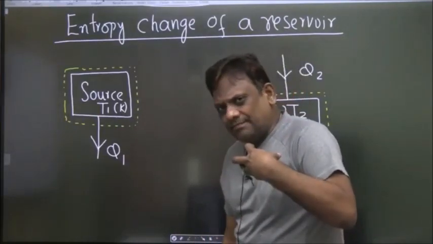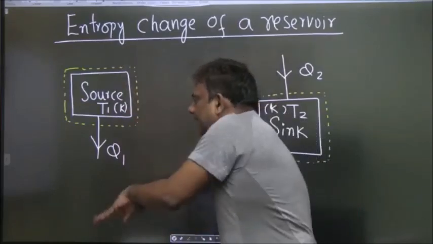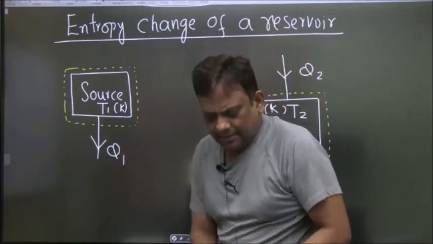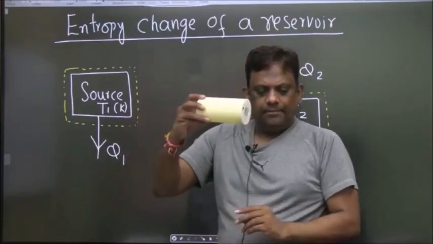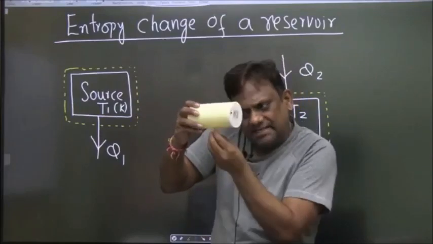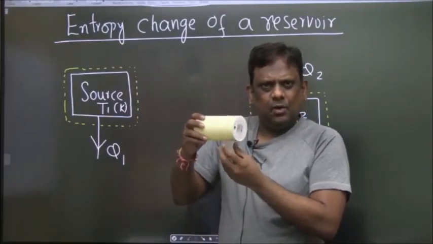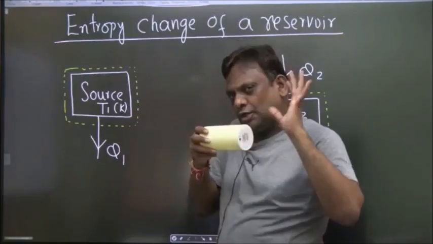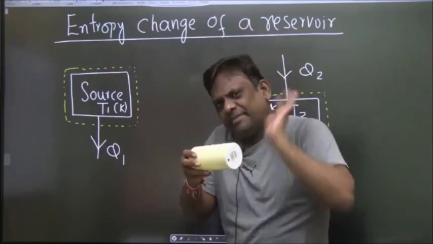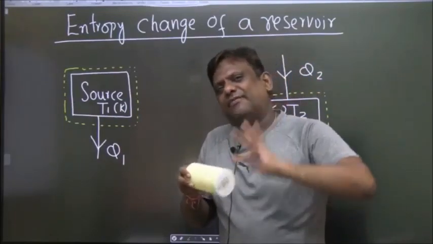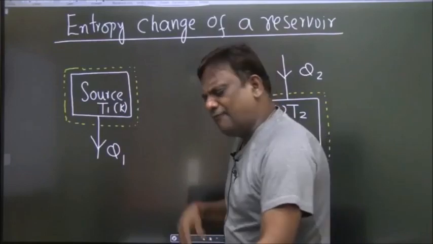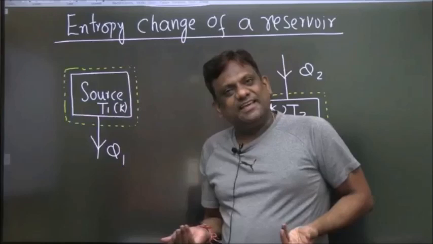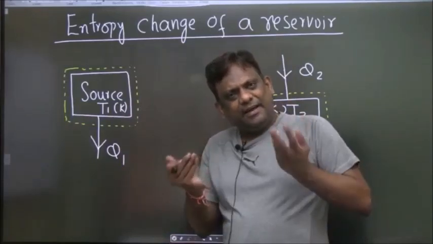Okay, source, though it is supplying, its temperature is constant. What does it mean? This is the source, it is supplying, its temperature is T1, it is supplying Q1. It has got infinite amount of thermal energy, even though it is supplying, its temperature is not changing. Every time the temperature is constant. When it is constant, every time it is in equilibrium. No change.